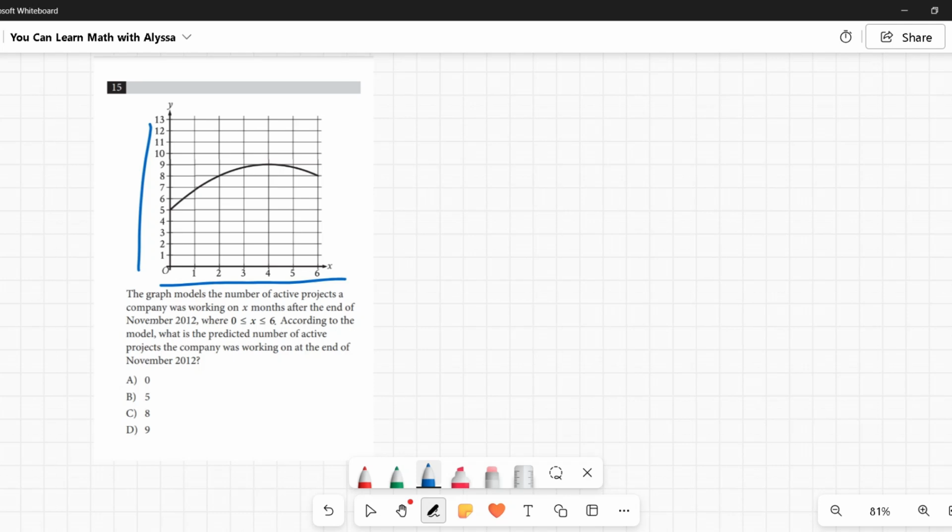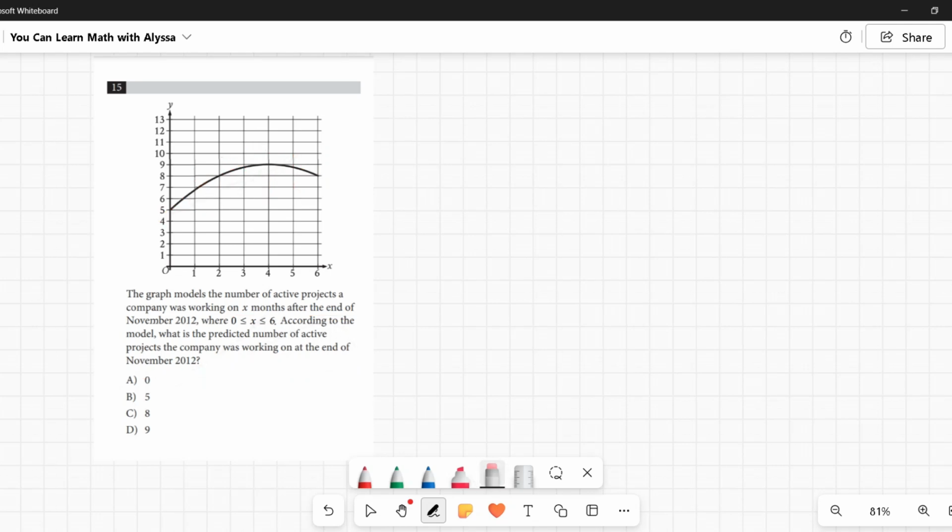Okay, so we're told this is the number of months down here, and these are the number of projects, because X months, where X is between 0 and 6. All right, so it's showing the model of how many months after the end of November 2012. So this is 1 month after the end, 2 months after, 3, 4, 5, 6 months after the end. They don't want to know any of that. They want to know how many projects it was working on at the end of November 2012.